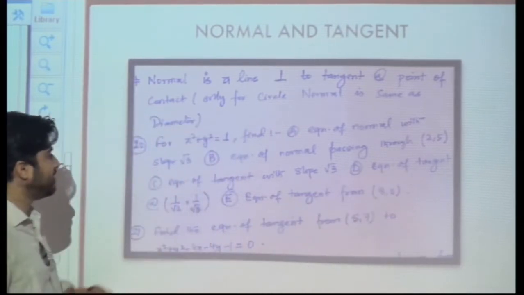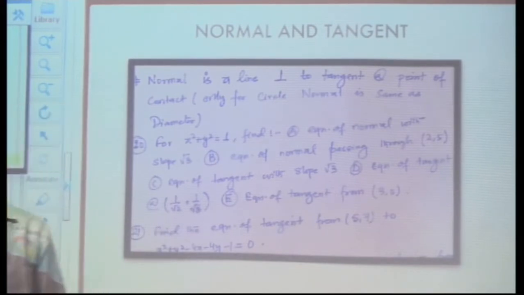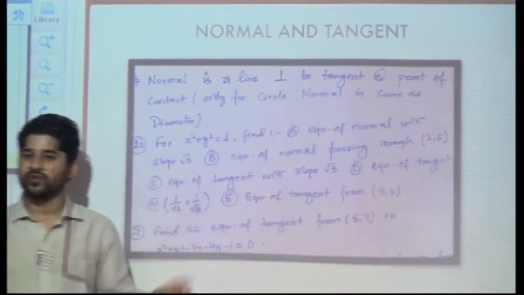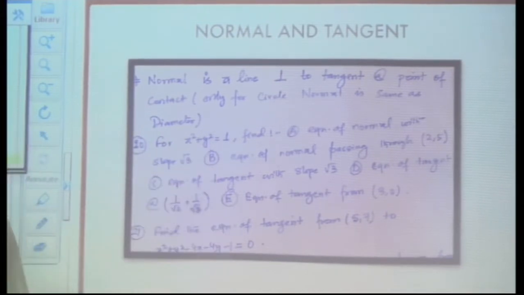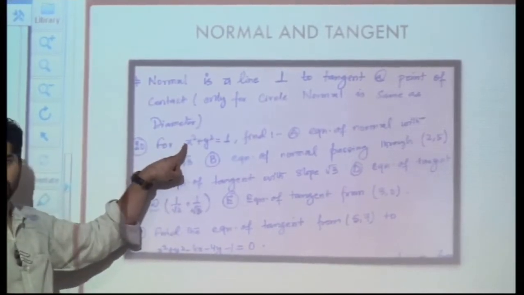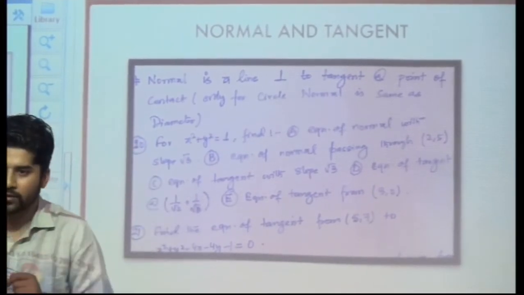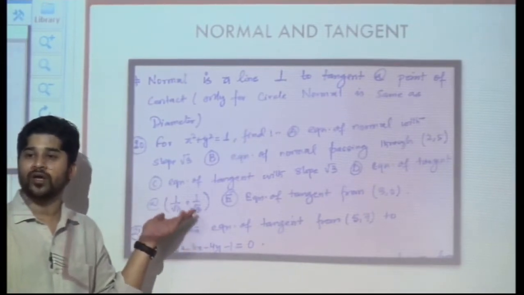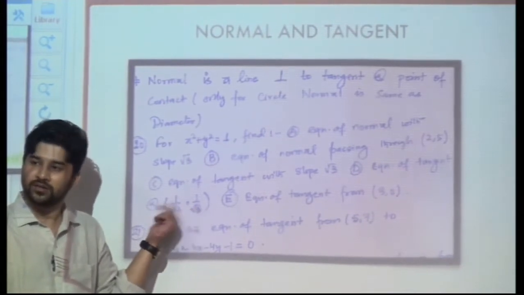Equation of tangent at (1/√2, 1/√3). Now this is a trick question. If you observe, he is asking you to find the equation of tangent at (1/√2, 1/√3). If you put 1/√2 into x square it becomes 1 by 2, and in y square it becomes 1 by 3. 1 by 2 plus 1 by 3 is equal to 1. Is it true? So that point itself is not lying on the circle. So how can you find a tangent at this point? So this is just a trick question.